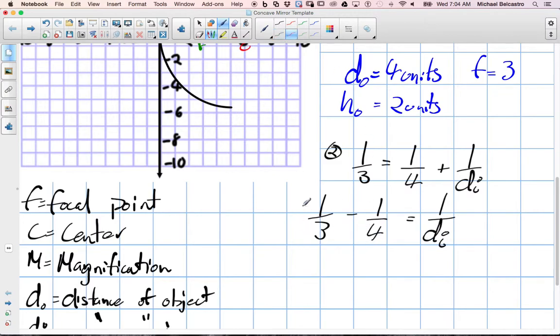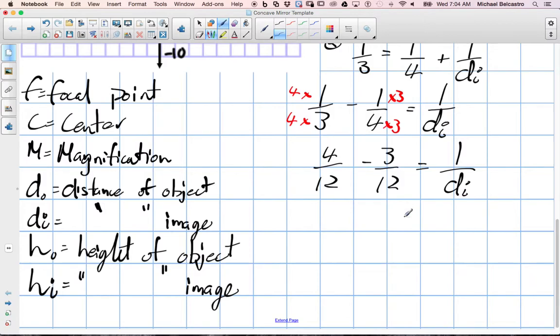The quickest way to do that is to multiply the one fraction by the opposite one's denominator. So in this one we multiply by the 4, and in this fraction we multiply the top and the bottom by 3. We end up with 4 over 12 minus 3 over 12 is equal to 1 over the distance of the image. We get 1 over 12, and if we were to quickly cross multiply, you'll get that the distance of the image is equal to the number 12. We have distance of image times 1 is distance of image, 12 times 1 is 12. So we found another variable.